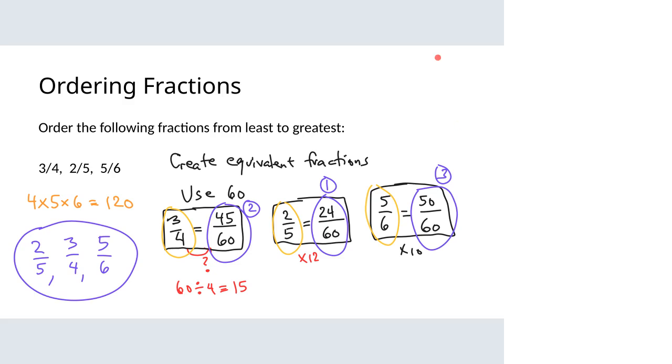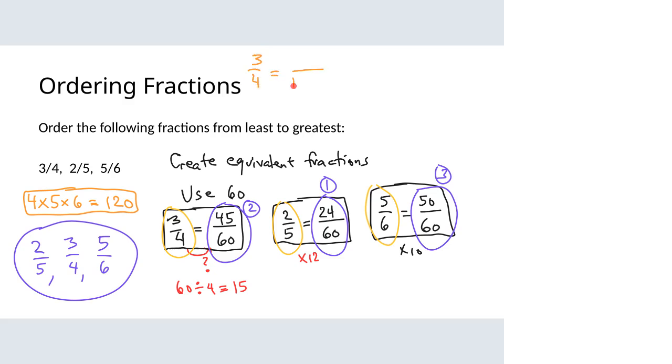All right, just to show it with the 120, if you don't really want to think about what am I going to use for my new denominator, you have the ability to just say, I'm going to go 4 times 5 times 6, and whatever that is, that's going to be my new denominator that I'm going to use for all three fractions.